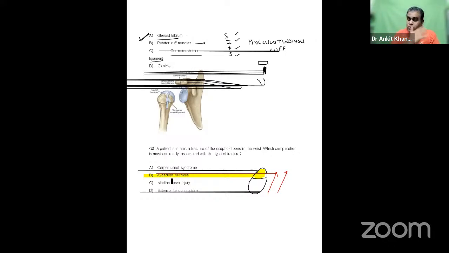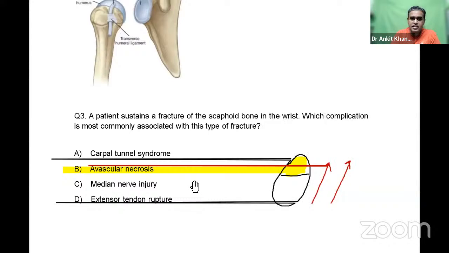Avascular necrosis of the proximal segment. So understand that there will be what? There will be avascular necrosis of the proximal segment. Do remember, the more proximal the fracture line is, the more chances that the proximal segment will be devoid of blood supply. It is not that all scaphoid fractures will develop avascular necrosis, but it's still 20-30% of cases. That is indeed quite a big number.